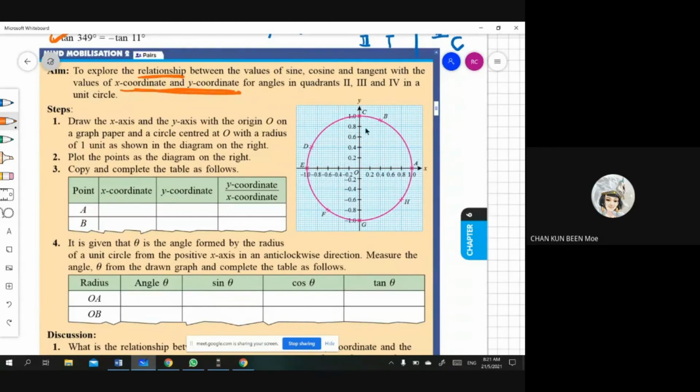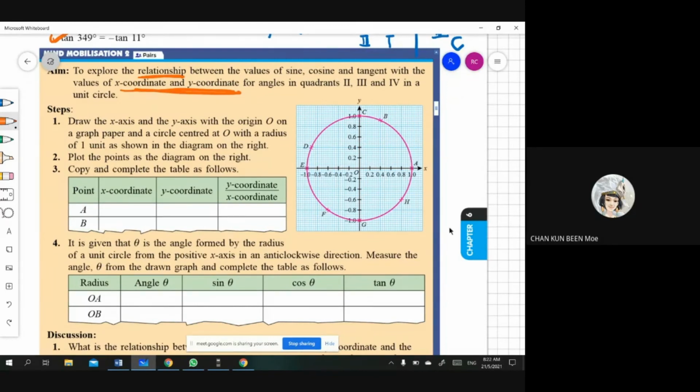Now you have to find out the coordinates. For example, they give you the steps already. First, you draw the x-axis, and then you draw the y-axis with the origin, and then you mark all the values given. Step number 2, you plot the points. So they have point A, B, C, D, E, F, G, H. After that, you copy and complete the table. The table is not complete because they have A, B only, but the one that they have is up till H. But never mind, we do A, B, will do.